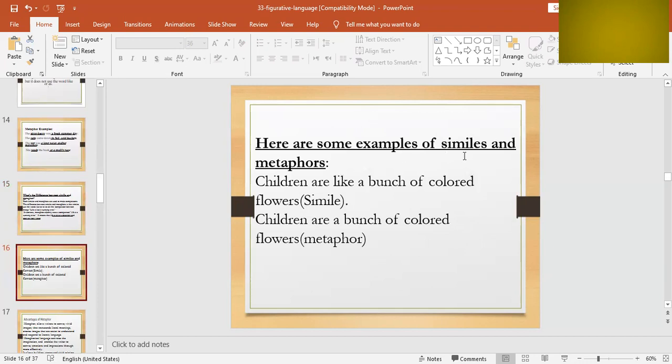Here are some examples of simile and metaphor. Now I want you to find the difference. Children are like a bunch of colored flowers. This is simile, because we use the word like. Children are a bunch of colored flowers. This is metaphor, there's no like.